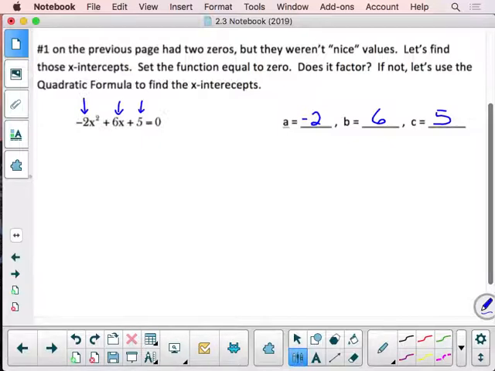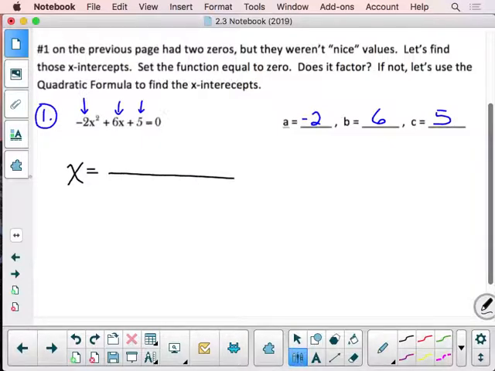Now, at the beginning of this particular lesson, we already graphed this. This was number 1. You remember doing this on the front page. We put this in our TI Inspire already. We already know that it has 2 intercepts. It has 2 zeros. Now let's find those exact values using the quadratic formula.